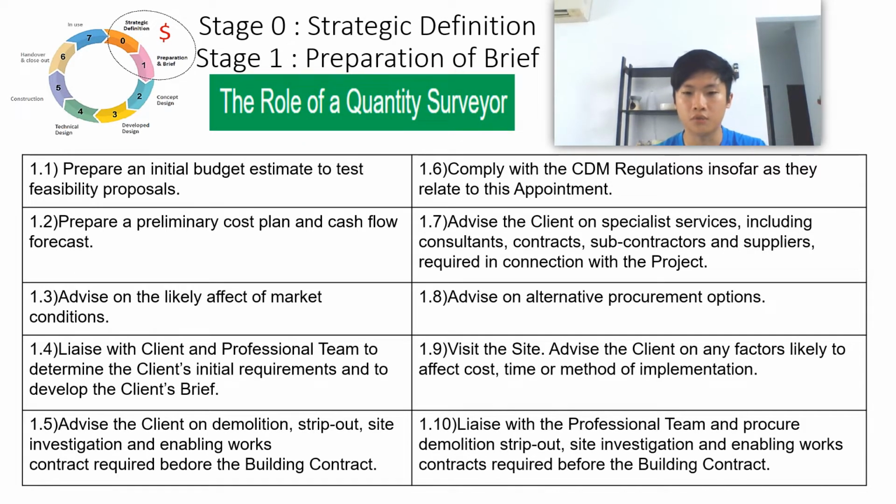The major role of the quantity surveyor in Stage 0 and Stage 1 of the RIBA Plan of Work includes preparing an initial budget estimate to test a feasibility proposal. Other than that, preparing a preliminary cost plan and cash flow forecast, and advising on the likely effect of market conditions. These are the major roles of the quantity surveyor that need to be highlighted in these stages.